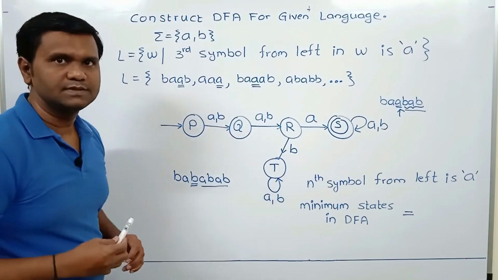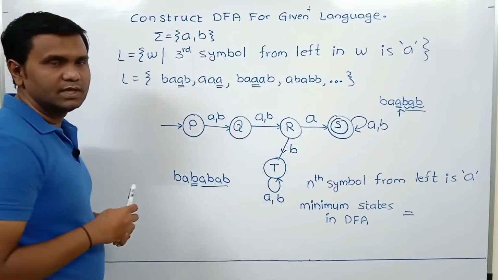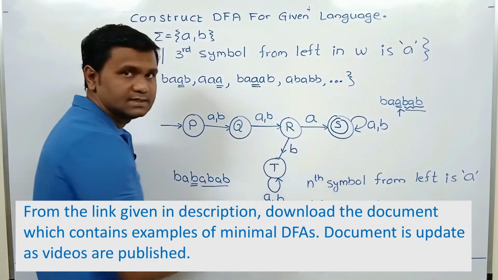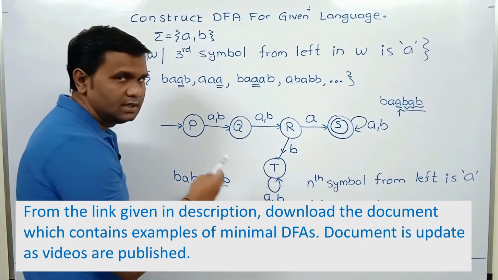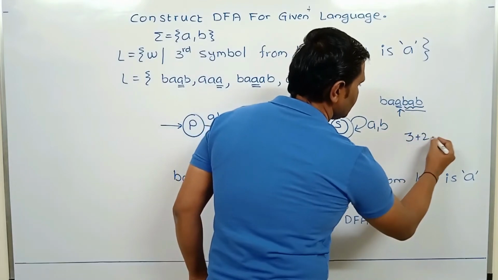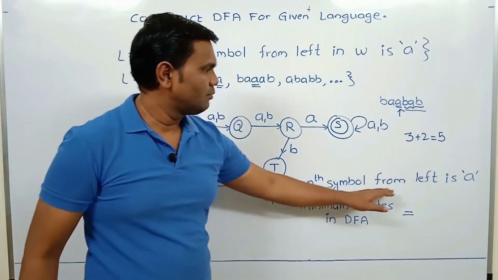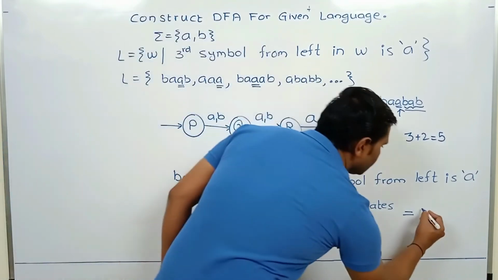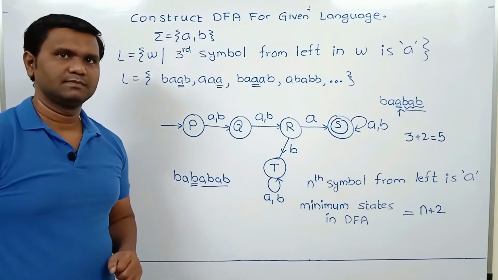Now what about the number of states in the DFA? The condition is the third symbol from left in W is A. Now to process the third symbol, we require these 4 states. And if the third symbol from left is not A, we require one additional trap state. So in total, we require 3 plus 2 equal to 5 states. So if the condition is the nth symbol from left is A, then the minimum number of states in the DFA will be n plus 2. So this is the minimal DFA.